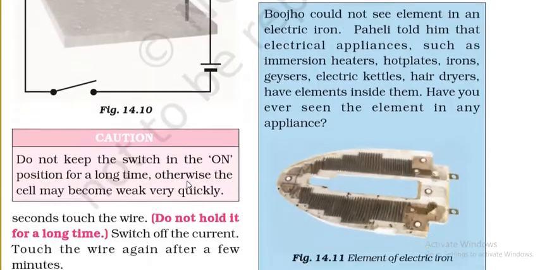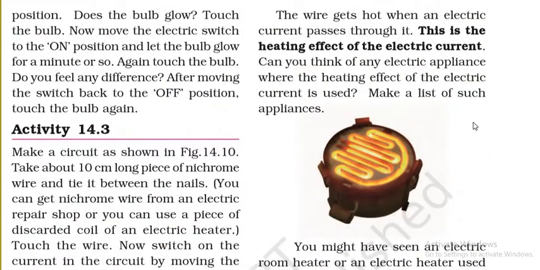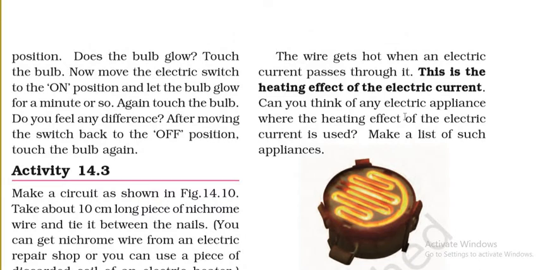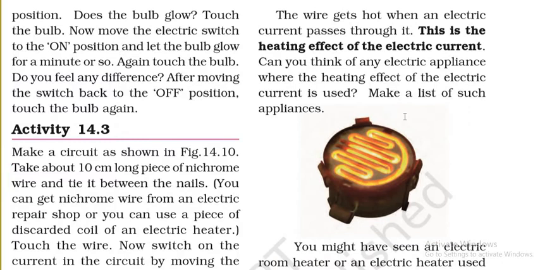Again I shall repeat it for you. The bulb has got a filament, a very thin wire, which becomes red hot when the current is passed through it, and since it becomes red hot, it helps the bulb to glow. So this is actually the principle of the heating effect of electric current.